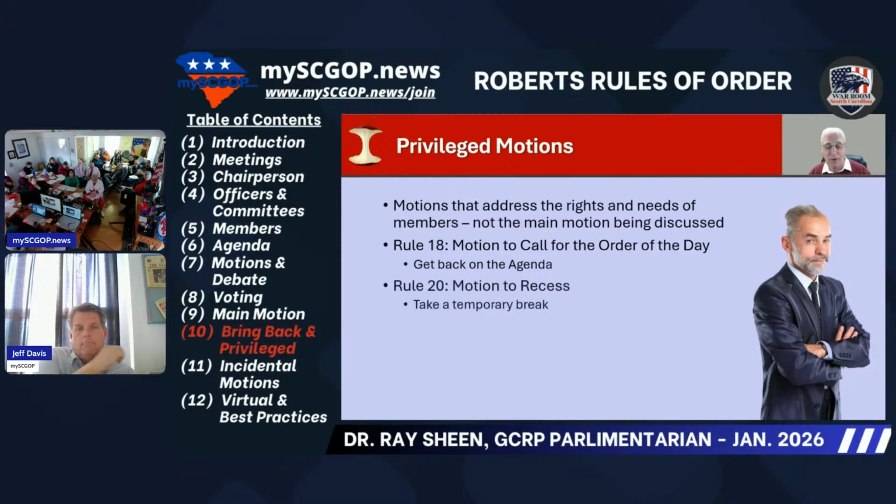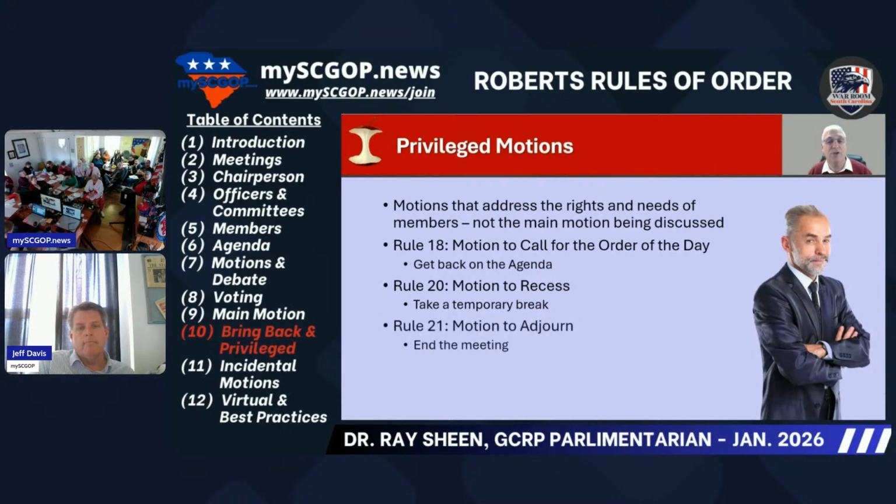Another privileged motion is the motion to recess. Robert's Rule 20 explains this motion. This is a motion to take a short break. As soon as the recess is over, the meeting continues right where it left off. This motion requires a second. It's not debatable, it can't be amended, and it passes with the majority vote. The motion should include the amount of time for the recess. Now, if a recess was already listed in the agenda, no motion is required. The chair just announces that we're at that point in the agenda.